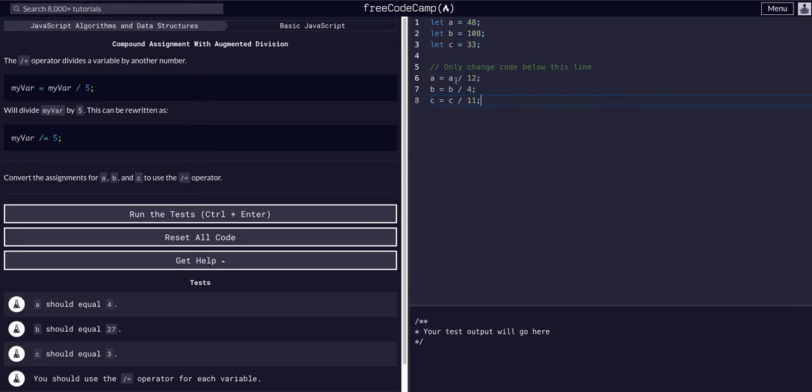So instead of saying a equals a divided by 12, we can just say a divided equals 12. And instead of saying b equals b divided by 4, we can just say b divided equals 4. And c equals c divided by 11, c divided equals 11. And that's the exact same as writing it out like this.